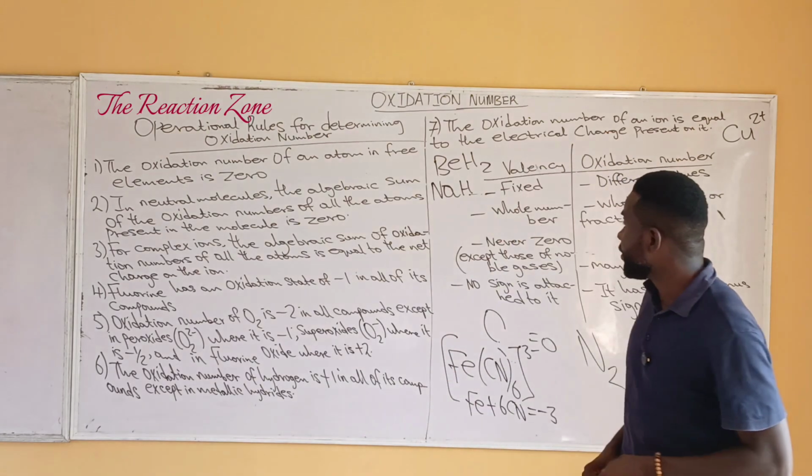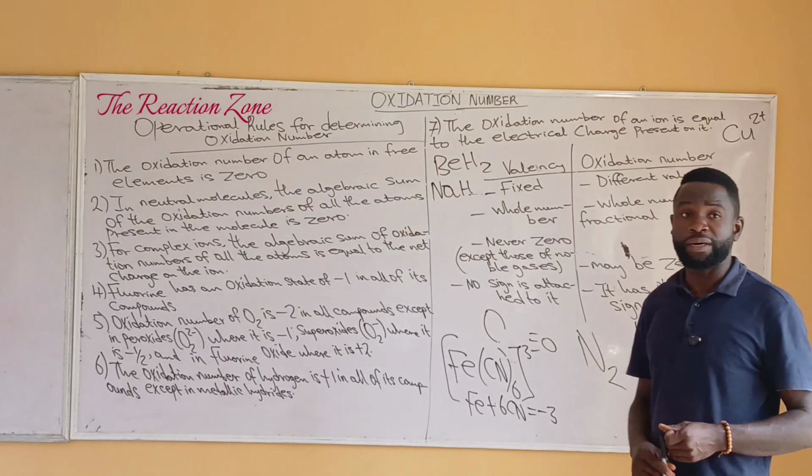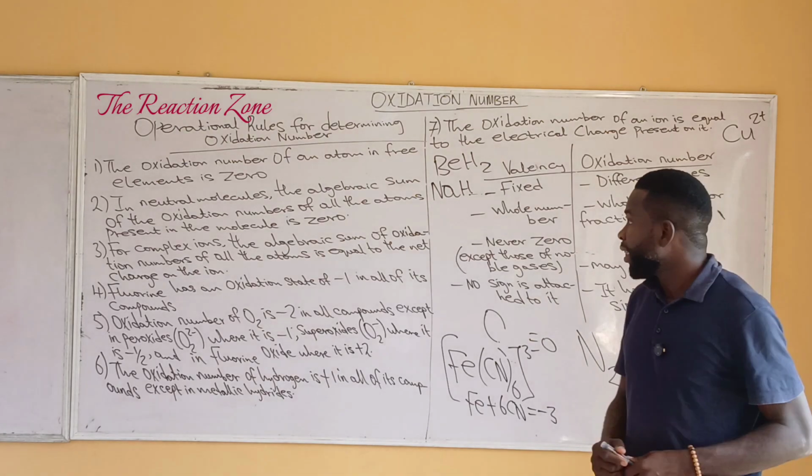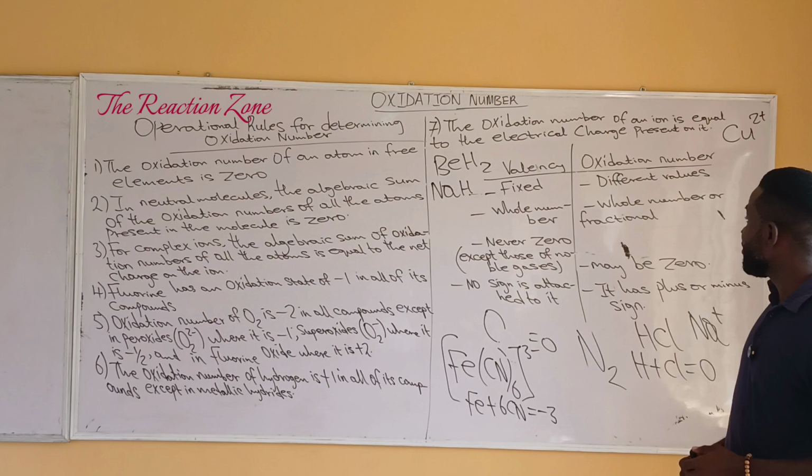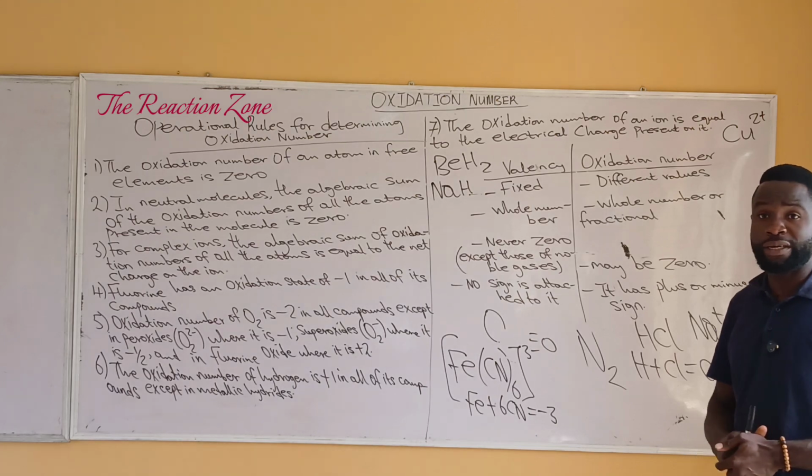So I want to believe that the rules for determining oxidation numbers are clear. And also that you now understand the difference that exists between the valency of an element as well as its oxidation number.